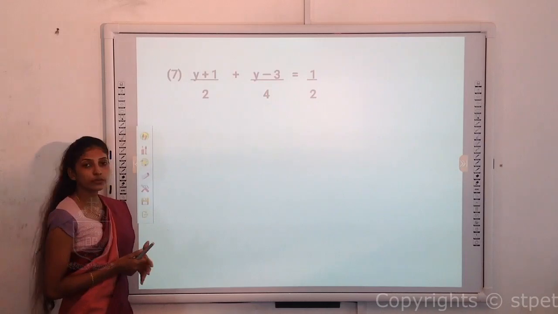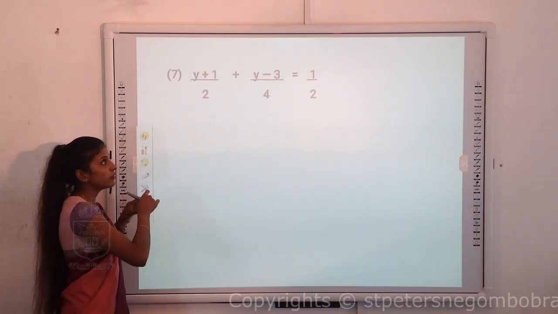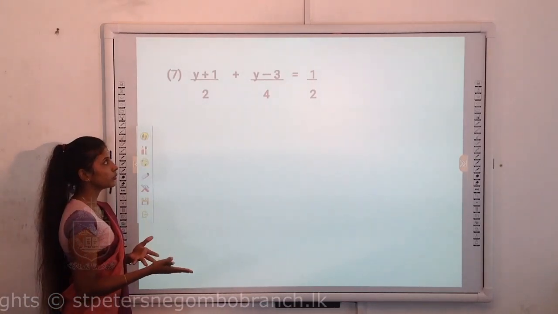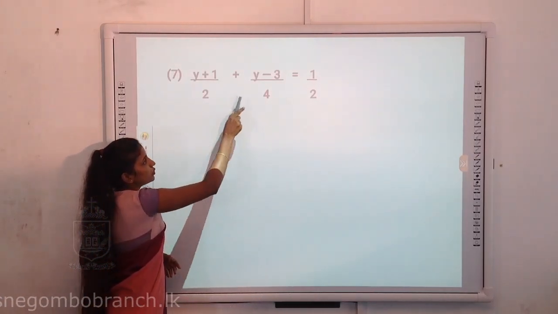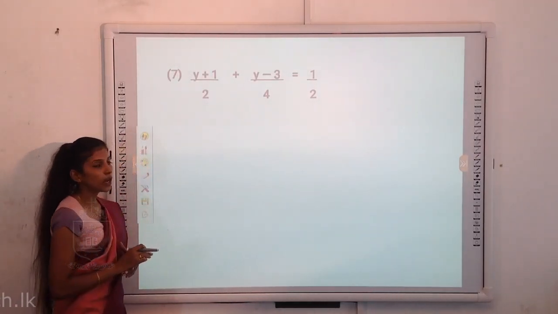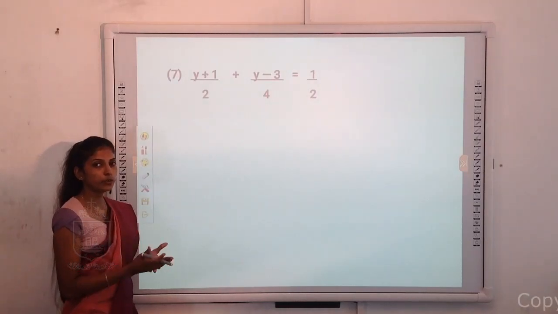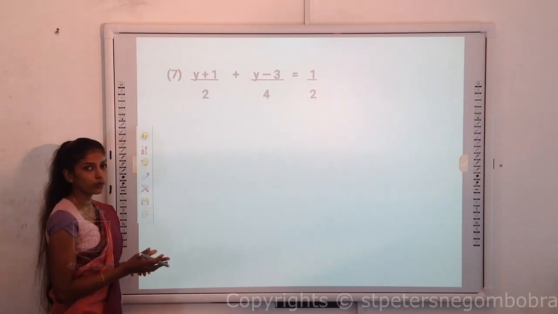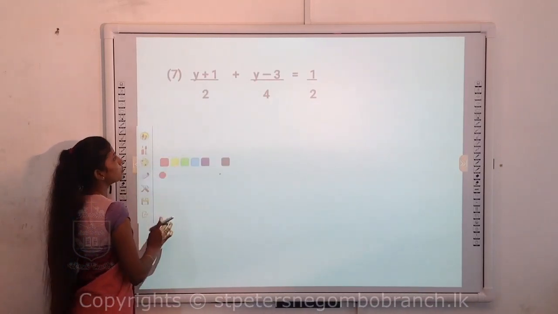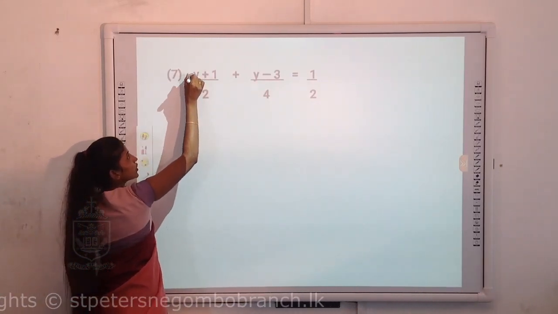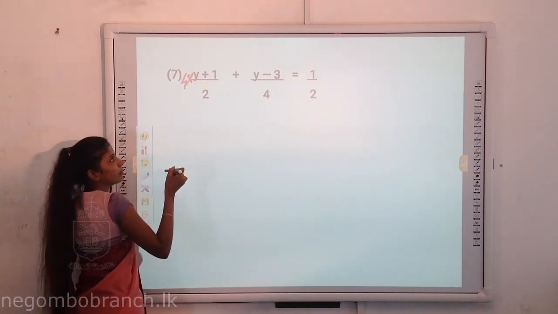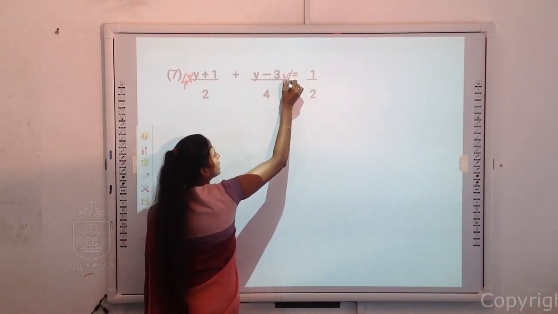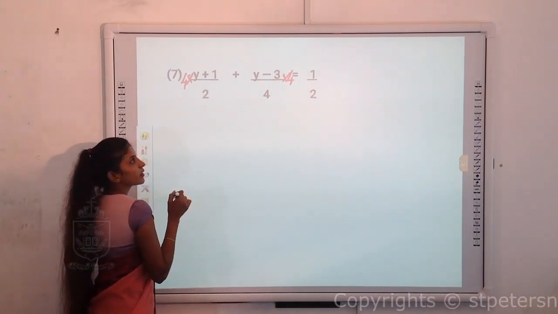That means 3 and 4 should be removed, and we are going to make it linear, so the fraction part will be removed. In order to remove 3 and 4, you have to find the LCM of 3 and 4 first. So the LCM of 3 and 4 is 12. You have to multiply by the LCM. This term should also be multiplied by the LCM.